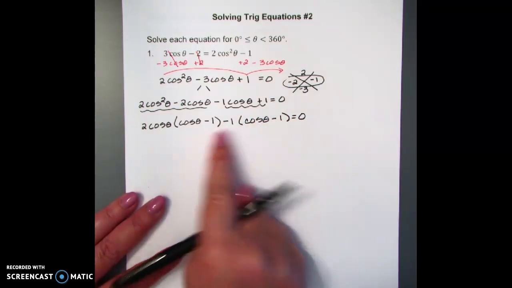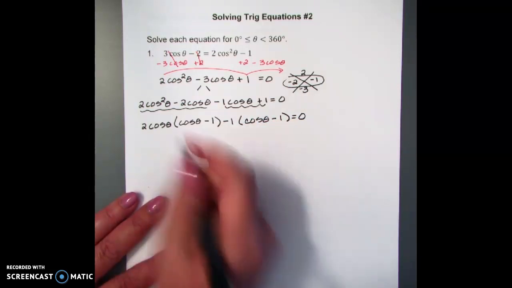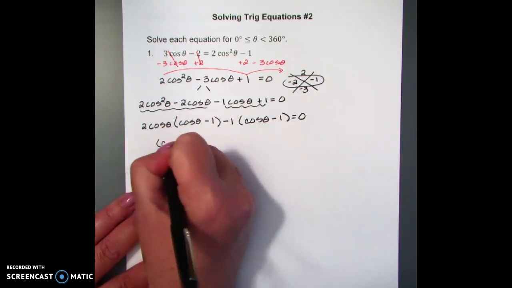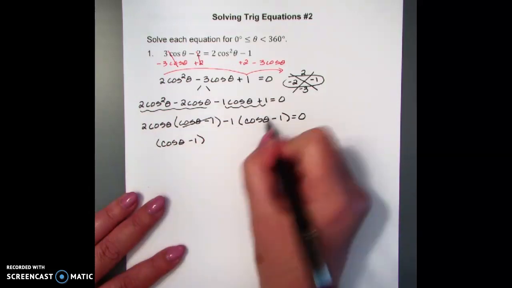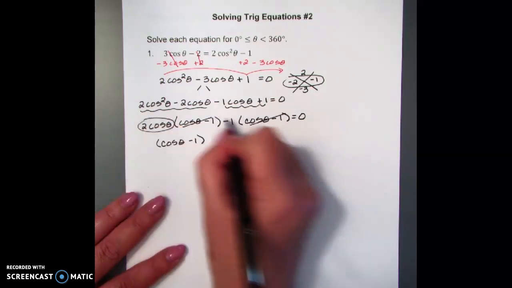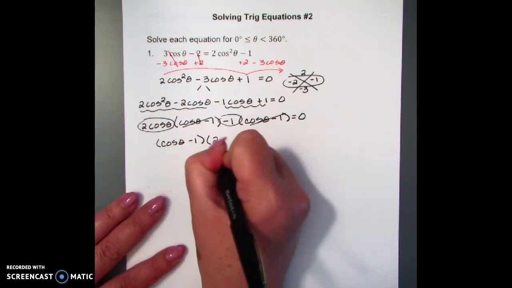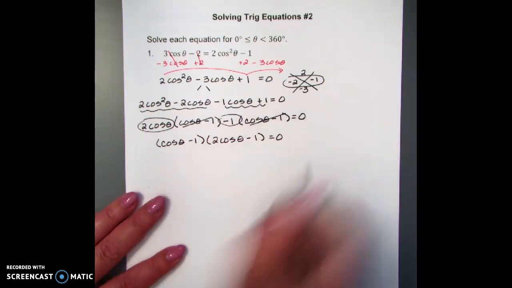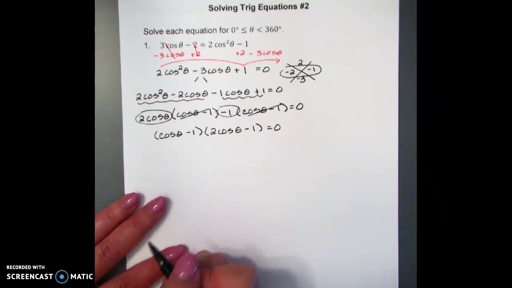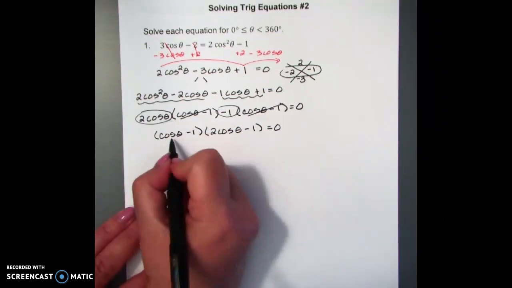So how do we know we did it right? We have the parentheses are the same. So that means that I have cosine theta minus 1 that I can factor out. And when I do that, I am left with 2 cosine theta minus 1, and that's equal to 0. And so we're going to set each one of these equal to 0.